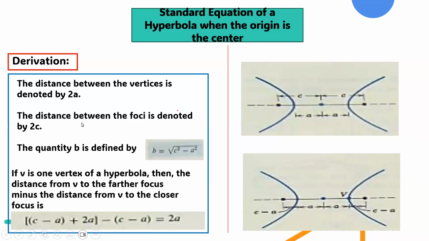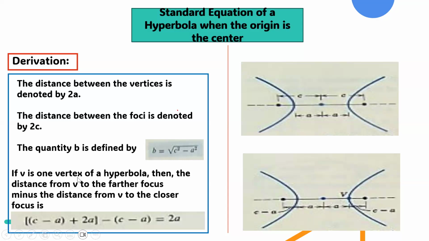And we see that the distance between the foci is denoted by 2c. So we have one focus here and we have another one here. The distance from this focus to the center is c, and the distance from this focus to the center is c. That's how we get 2c. And we say that the quantity b is defined by the square root of c squared minus a squared. So b is the distance from the center to the conjugate axis endpoint. We're going to see more about that as we move along.